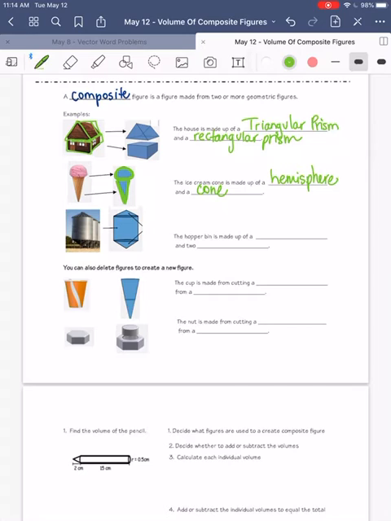All right, so this hopper bin, like if you've seen that driving by farmland or whatever, it is made up of two parts. So we have this middle part here.